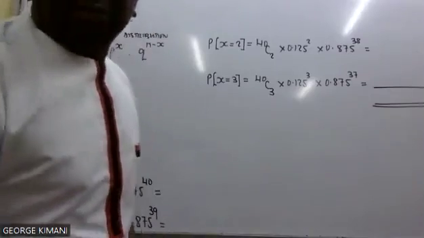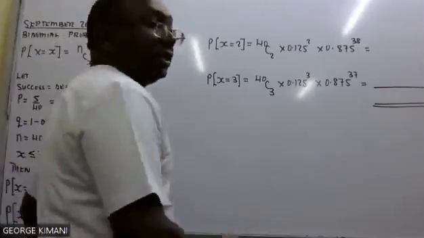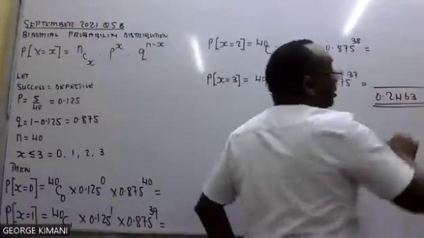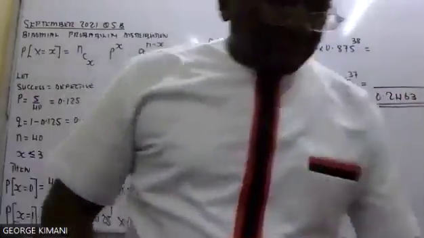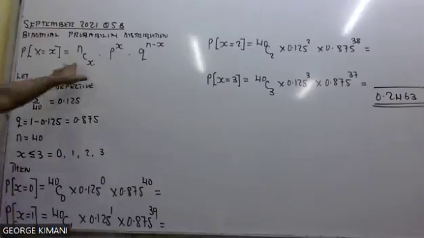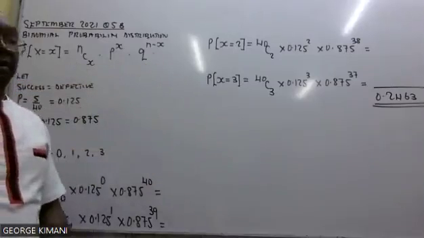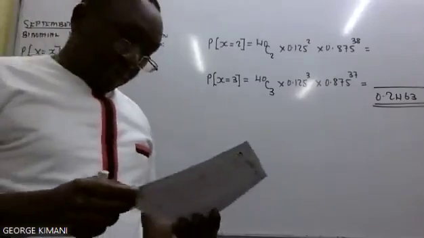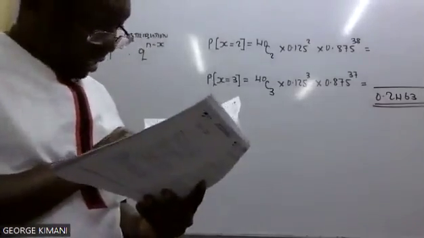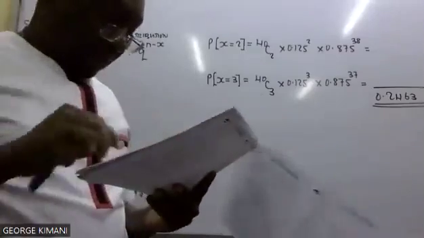What is the answer? 0.2463? Something close to that? Good. So that is binomial. I think what I needed to remind you is the formula, so in case it comes up, you will not cry so much. You just rejoice and provide the answer.